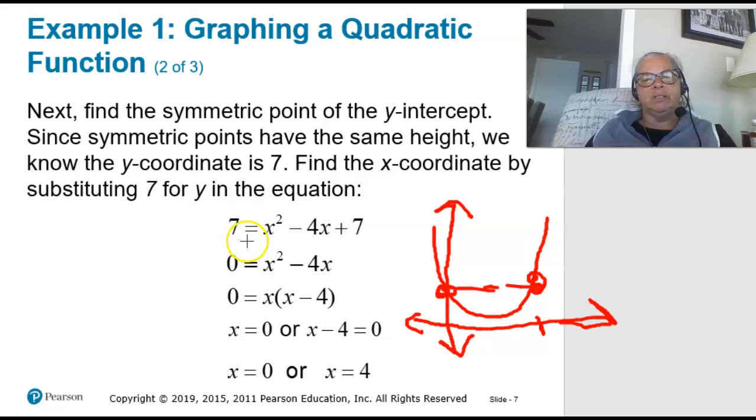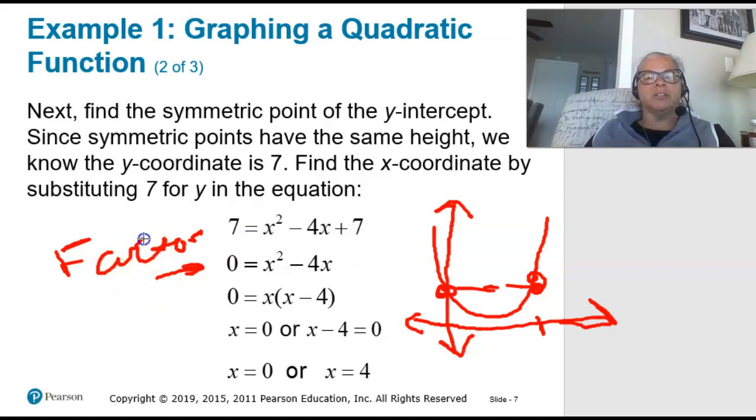So we put 7 is equal to x squared minus 4x plus 7. We subtract 7 from both sides. We get 0 is equal to x squared minus 4x. This is where all that factoring practice has come in. Ooh, look at my writing. This is interesting. Factor. So this is why we factored here, so that we know that the factors are where it crosses the x-axis.